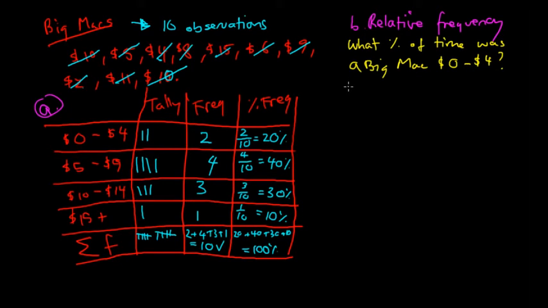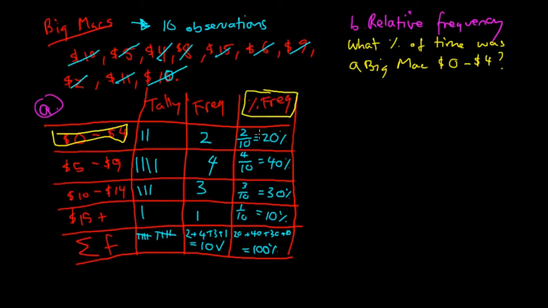So in order to answer this question, we'll come down to our table and read the question carefully. We'll say what percentage of time. So we know we're not concerned with number, so we don't want frequency, rather we want percentage. So we know automatically we're dealing with this column. And they're asking us, was a Big Mac $0 to $4? So we'll deal with this data bucket over here, which is, whoops, sorry about that line, $0 to $4.